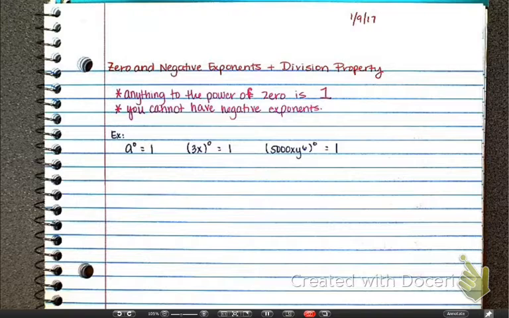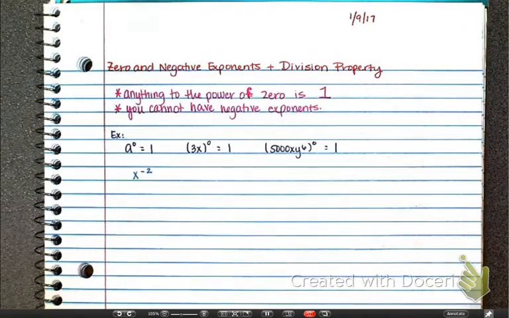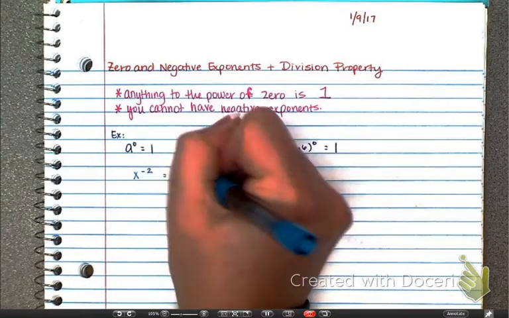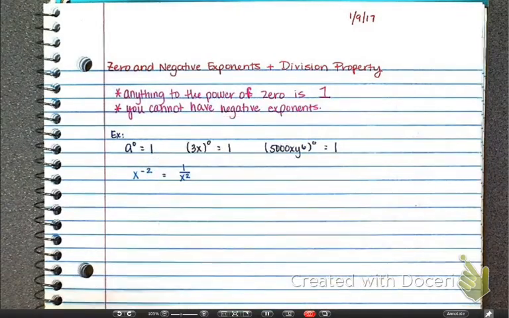If you have a negative exponent, for instance x to the negative 2, in order to get rid of that negative exponent, we are going to make it a fraction and drop it to the bottom. So it becomes 1 over x squared, and that exponent becomes positive.